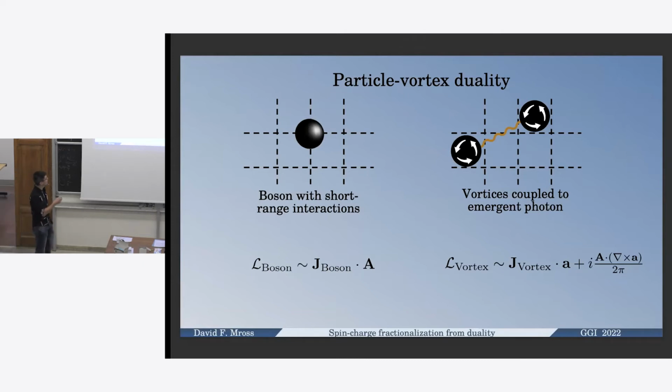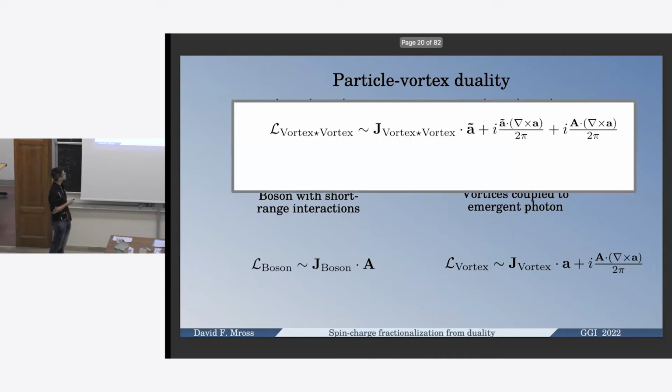This has all the information we need. The vortices are coupled to the bosons, which are coupled to this capital A. The vortices are coupled to small a. And then there's a specific coupling between these two gauge fields, right? So this is kind of a shorthand description for just the standard boson-vortex duality.